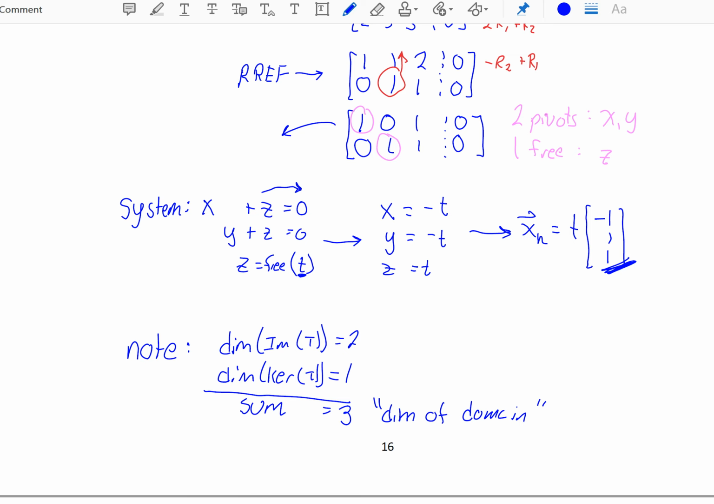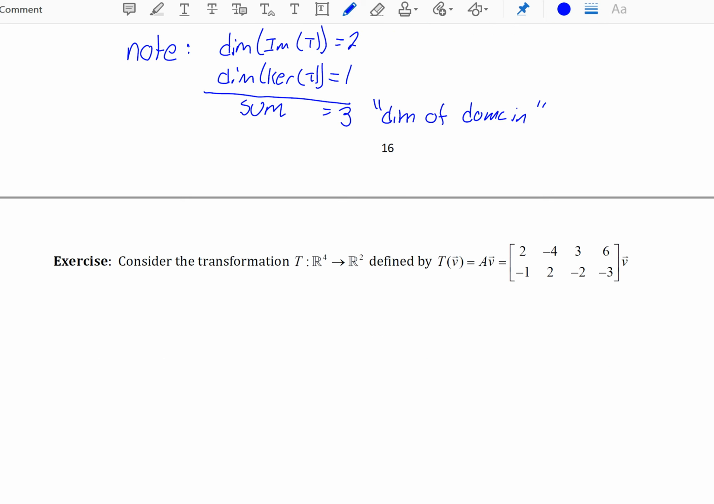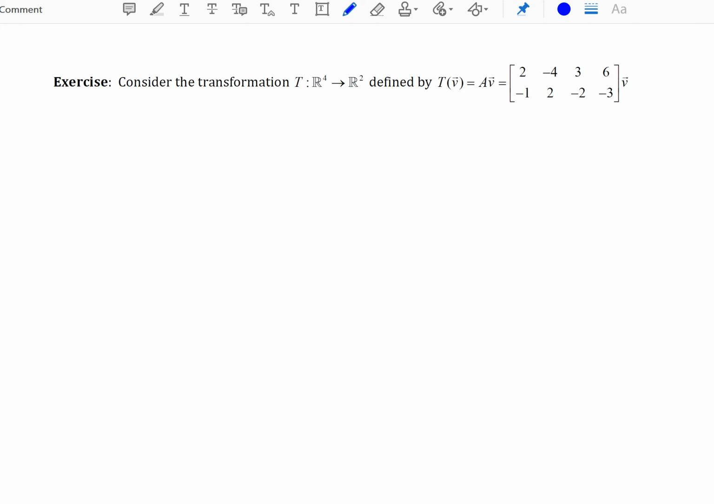Okay, let's look at one more example here. Now let's consider the mapping going from R4 into R2, defined by T of V is equal to AV, where A is our matrix of transformation that takes us from our domain, R4, and maps us into our codomain, R2. Now, like before, I would like to be able to find the image, the kernel, whether this is injective and surjective, like in our last example.